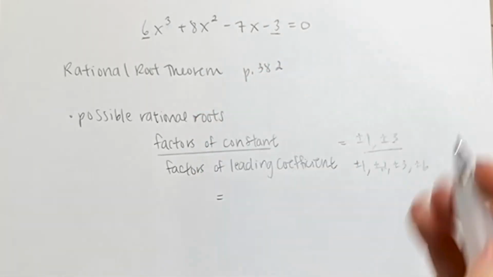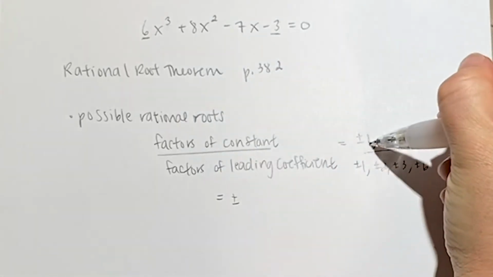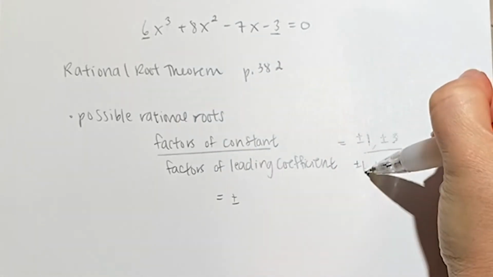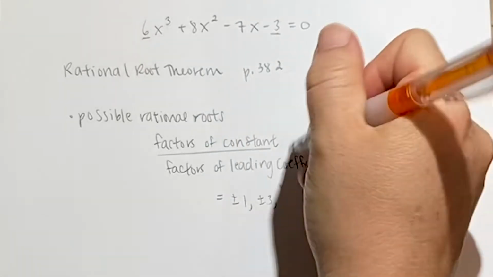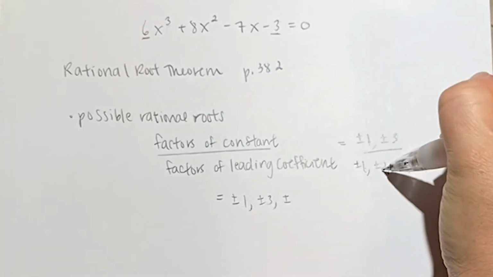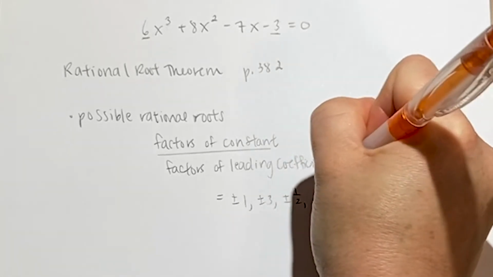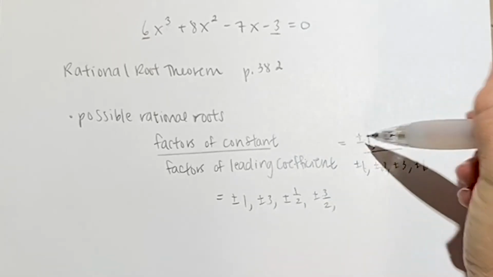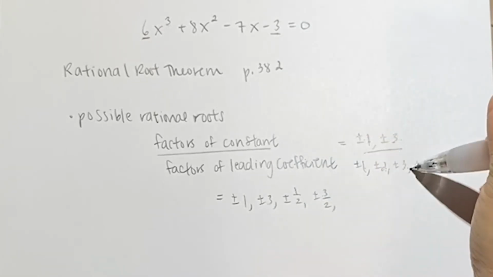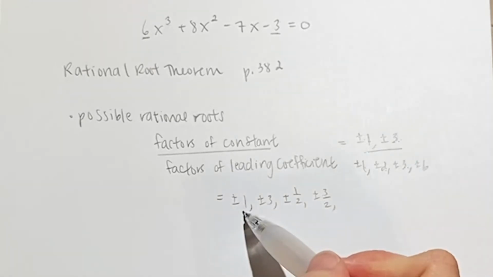All right, so that's going to make a list. Plus or minus 1 over 1 and 3 over 1. Then we're going to go to the next one, plus or minus 1 over 2 and 3 over 2. Then we're going to go to the next one, plus or minus 1 over 3 and 3 over 3. But 3 over 3 is 1. 1 is already in our list.